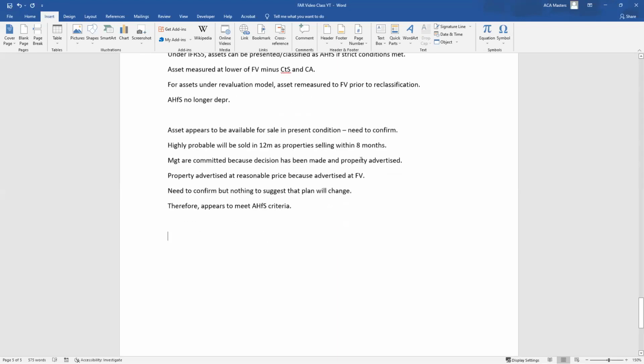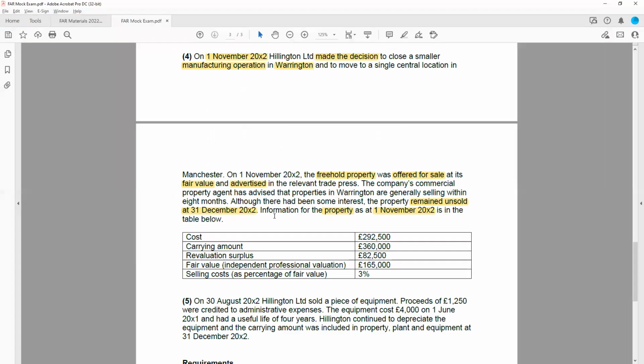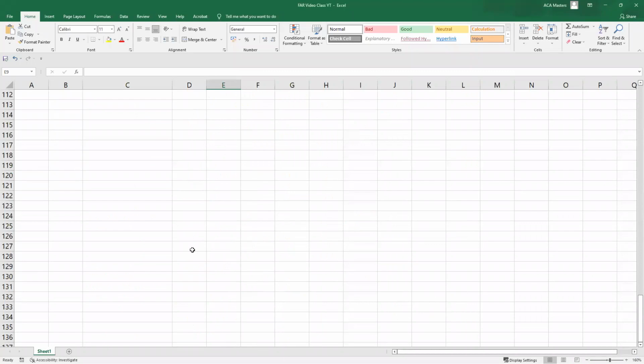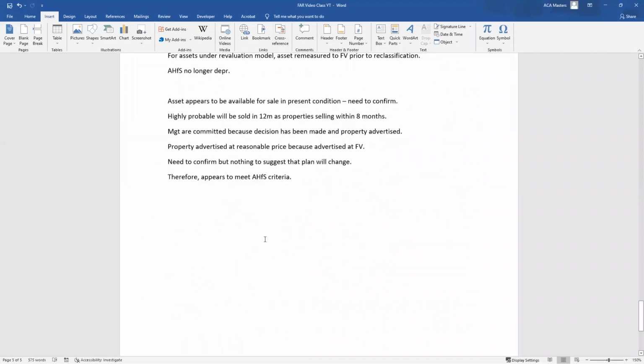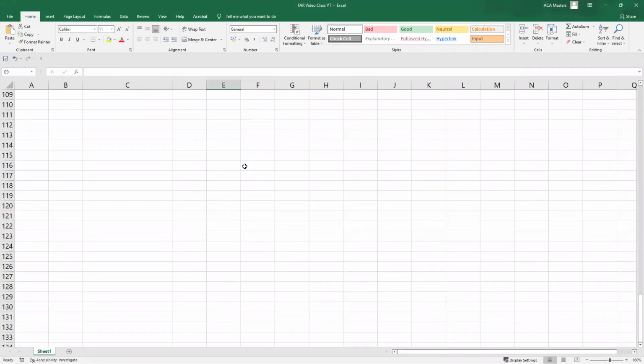So as we've said, because it's under the revaluation model, it's remeasured to fair value prior to reclassification. So I've mentioned those points there. So you could mention, again, needs to be remeasured to fair value, but we've kind of got a lot of the points here. So you're going to remeasure it to fair value first of all. So if you think about this asset, and again, the numbers, I know this is going to be tricky, but you've kind of got all of these marks on the way. And not only have we picked up marks, we've kind of set ourselves up. We've thought, okay, well, what do we need to do when an asset's reclassified as assets held for sale? Well, we firstly need to remeasure it to fair value.